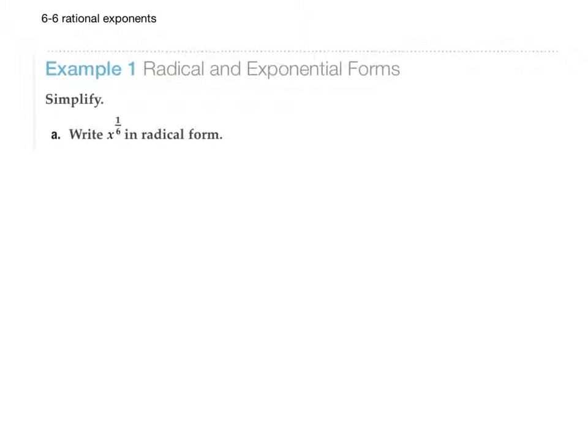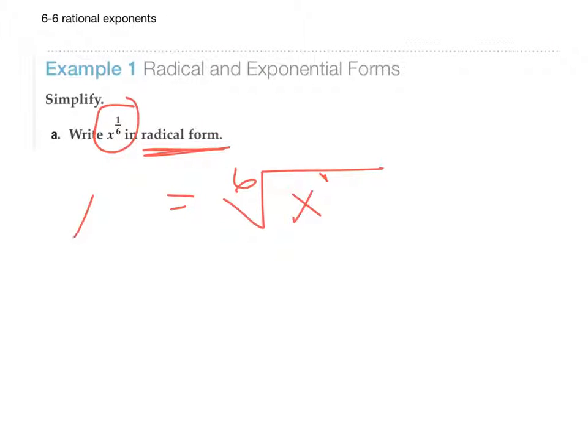Today we're going to change what's called rational expressions. Rational expressions are exponents, or when you have fractions as exponents. So what this means is we're going to write it in radical form. The denominator tells us the root of the radical, and the numerator tells us what power we are going to take. So writing x to the 1/6 is the same thing as the 6th root of x to the first power.